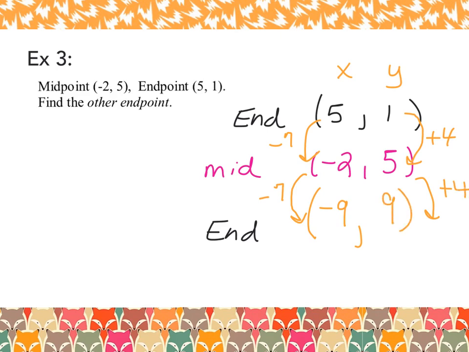So we have done it. That is our other endpoint. Our other endpoint is at negative 9, comma, positive 9. And if you want to check your work to this problem, a great way to do it is to graph those 3 points.